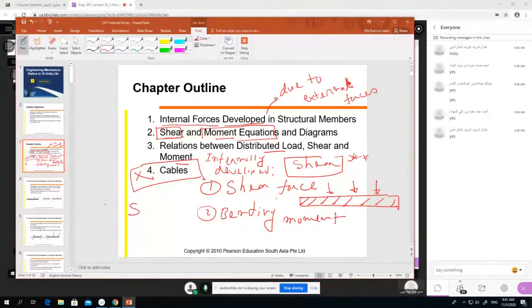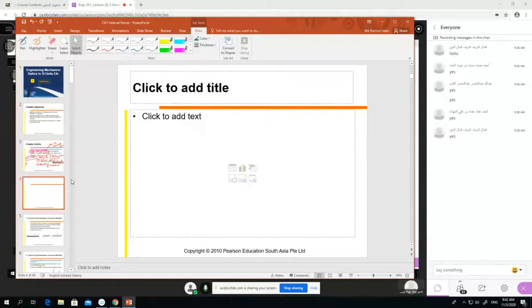These two things happen inside the body. You apply the load outside, but inside the body these two things happen. All right, so first we learn what shear force is. Before I go to the next slide, I will explain first. Try to understand what shear force is, right?